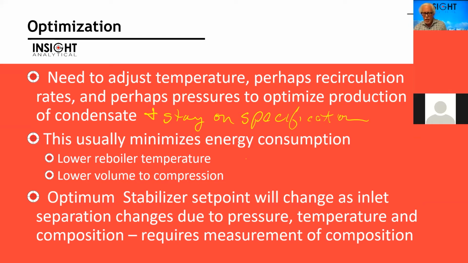This will usually minimize your amount of energy consumption because you're going to run lower reboiler temperatures and lower volume to compression. But that optimized stabilizer set point is going to change as inlet separation changes due to pressures, temperatures, and compositions.